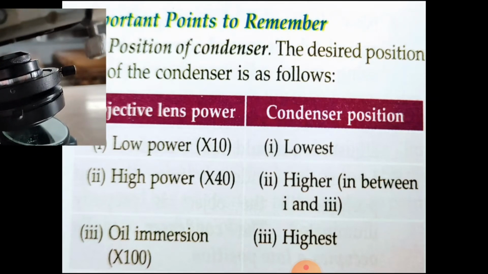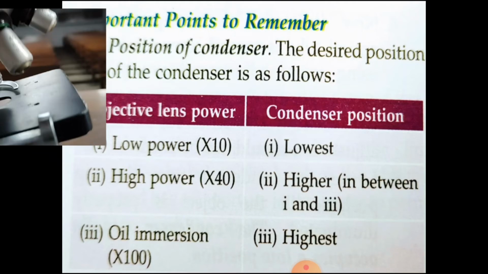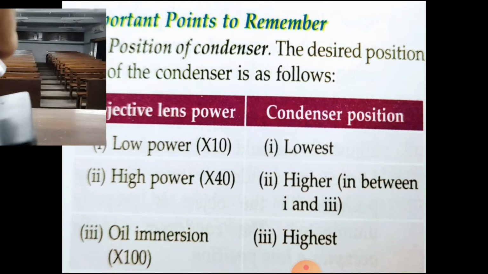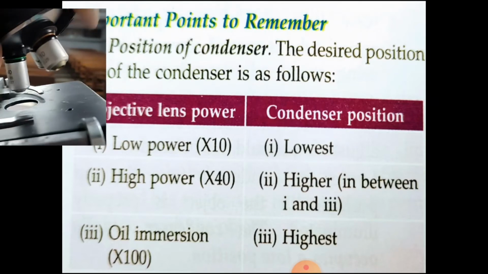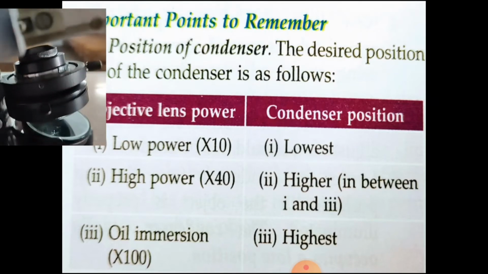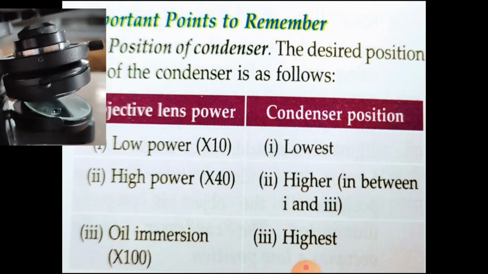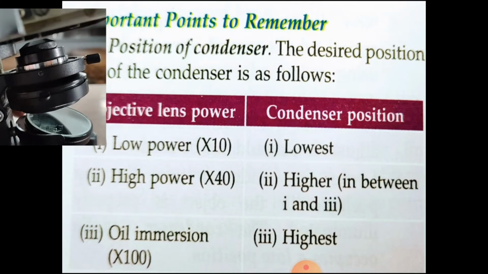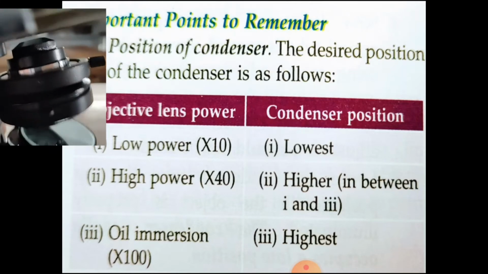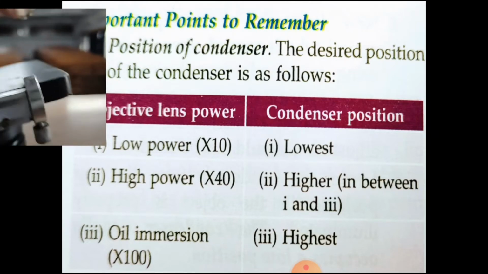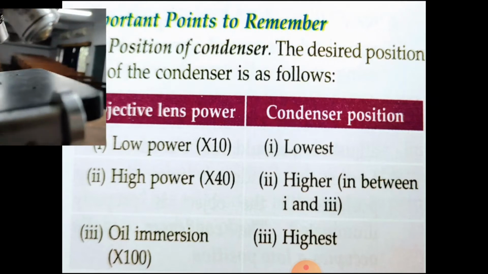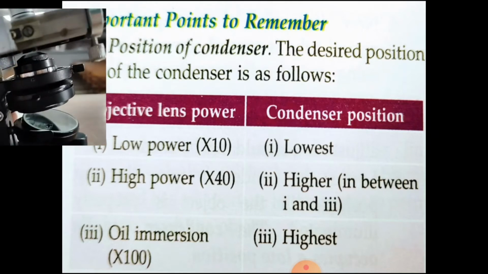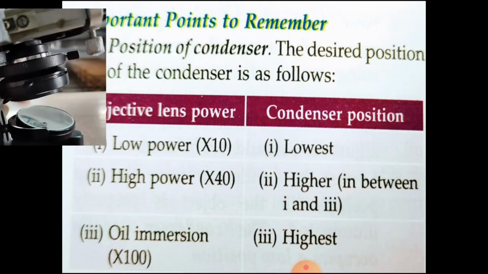When you use the high power lens, that means the 40x lens, the position of the condenser is in the mid position or high up position. Now when you use the oil immersion lens, this one, the position of the condenser is in the highest position.